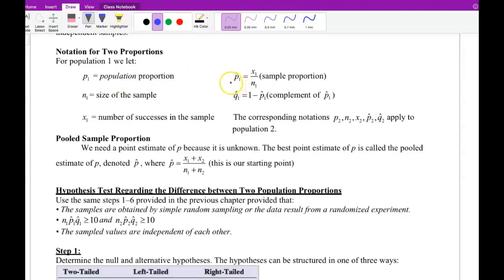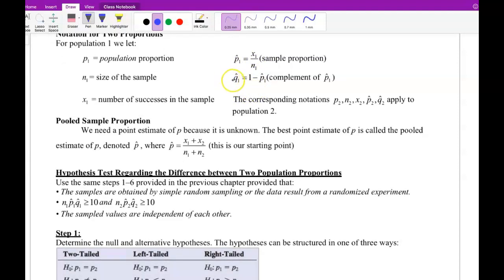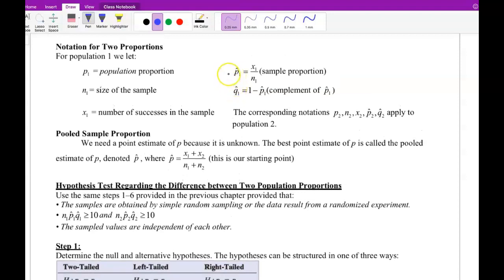Now how can we find the sample proportion for that population? Again, we had this part before, so the point estimate or sample proportion is equal to X1 divided by N1, and finding q hat is based on what p hat is. Q hat is 1 minus p hat. Okay, so we have these two, and we call q hat the complement of p hat.